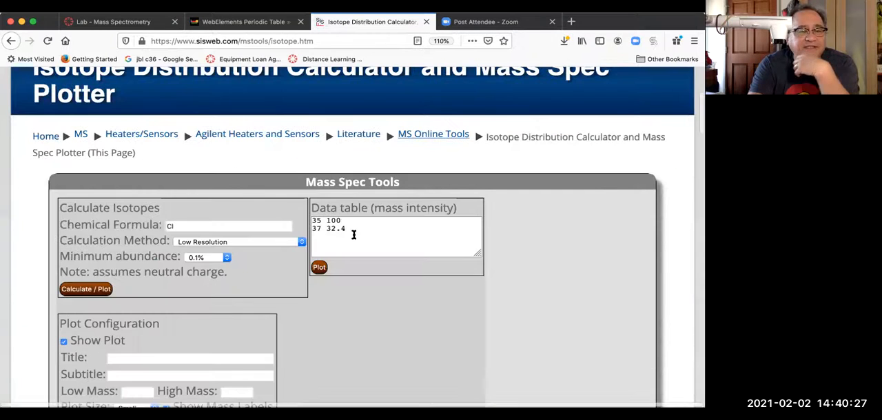So you want to write this data down. There's a chlorine 35 that weighs 35, and it's the 100 peak. And there's a chlorine 37 that weighs 37, and it's only a 32.4 peak. So it's a third the height of the 35.